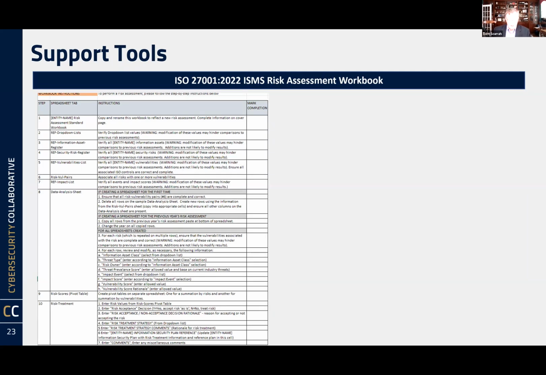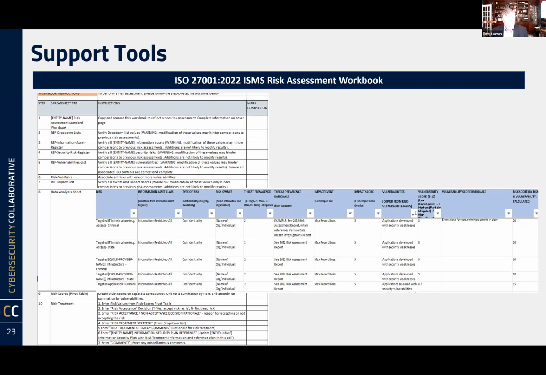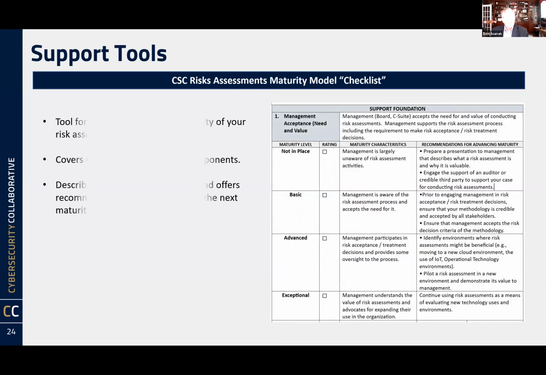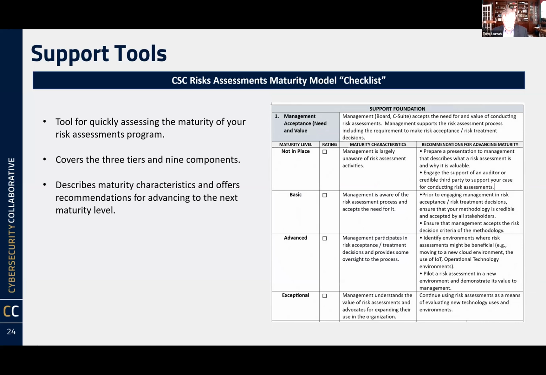As support tools, we have a little risk assessment workbook that has all the components in it: the risk register, a vulnerabilities list, an impact list, etc. It allows you to construct various risk assessments and get results out of it, including risk scores and risk treatment. Lastly, we have a tool for quickly assessing the maturity of your program according to our model, and it provides some recommendations for you to go forward. So you quickly check a box and see what you need to do. It's also covered in the guidance document.